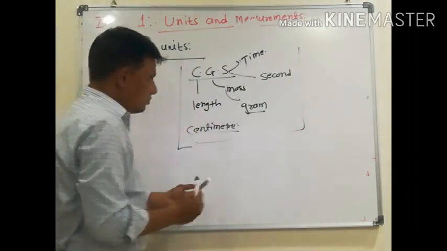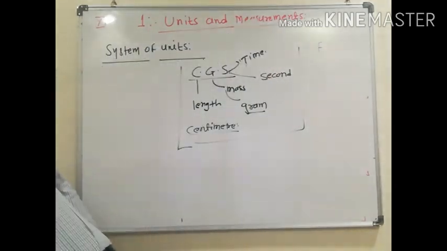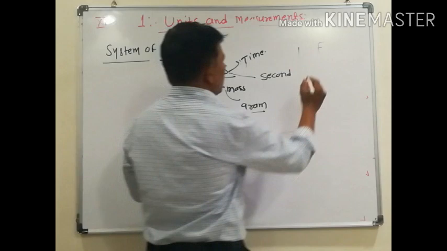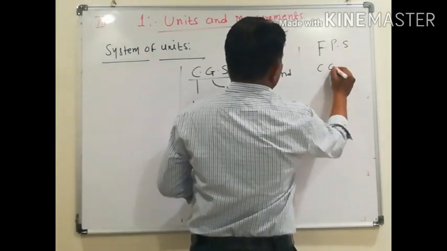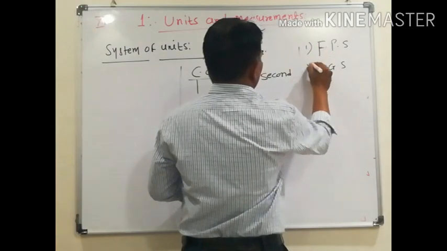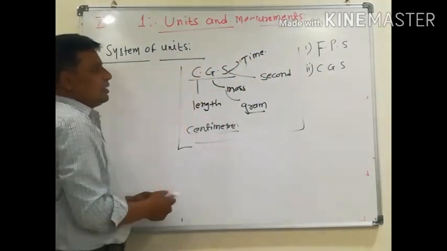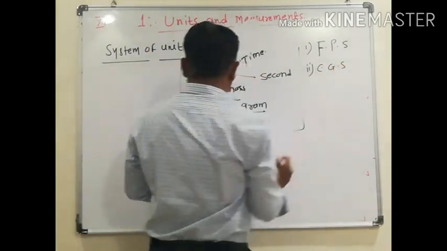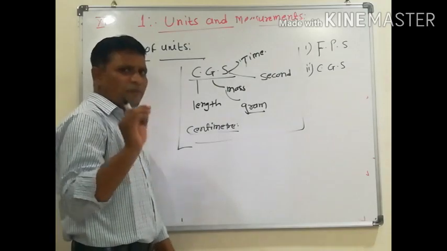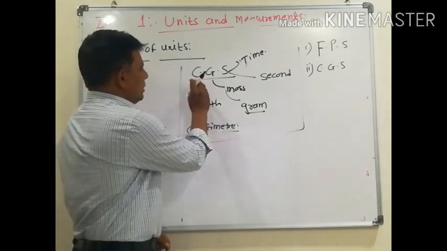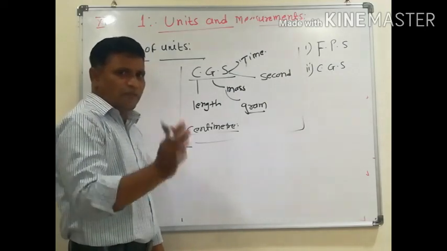The first system is FPS, the second one is CGS. Number one, number two. Okay, this is one, FPS, the second one is CGS. Again here, you have to measure three basic fundamental physical quantities, that is the length, mass and time. That is common in CGS and in FPS.